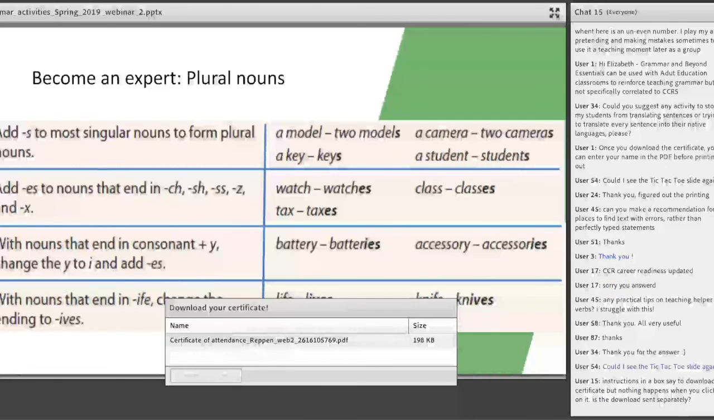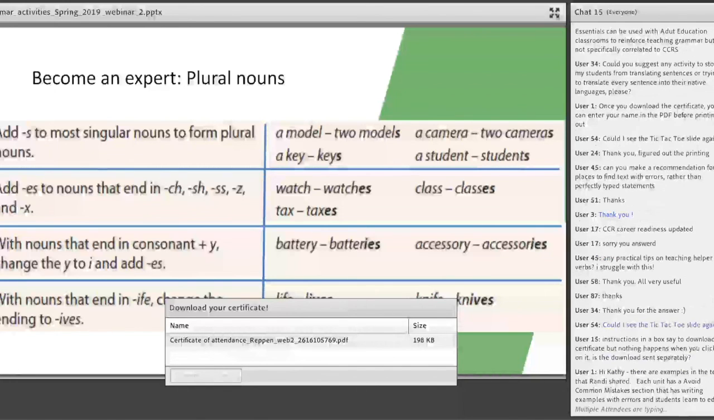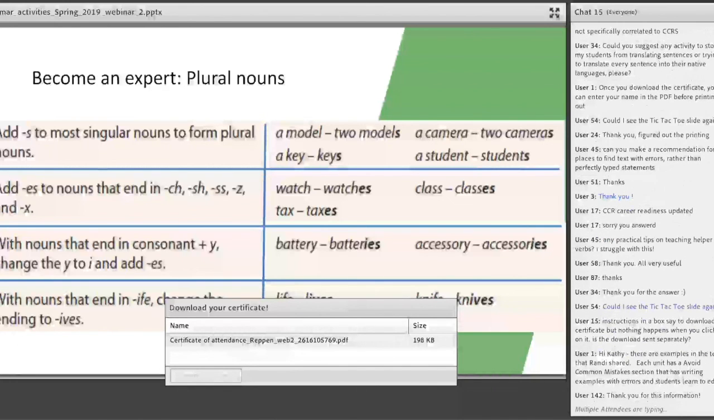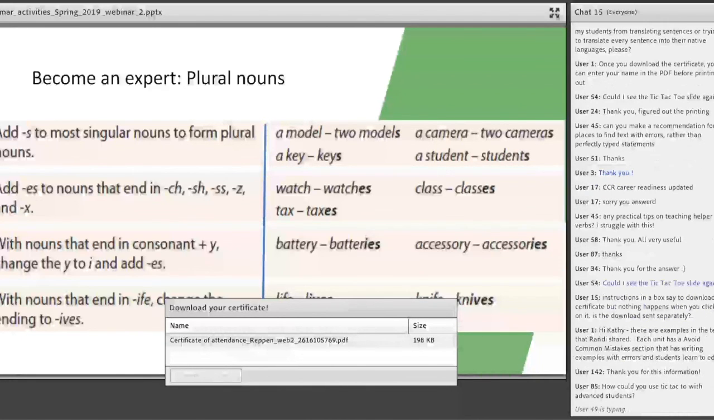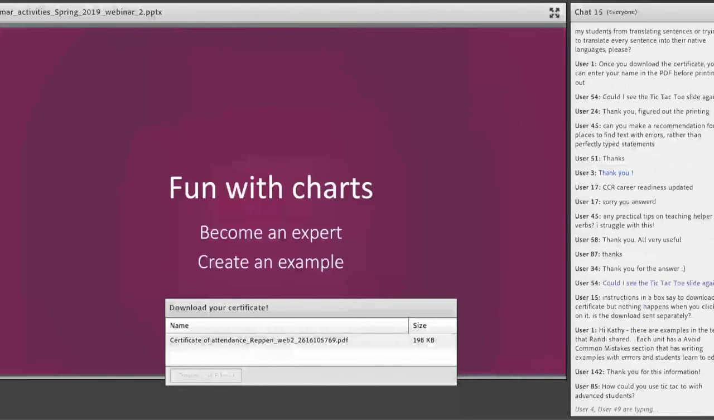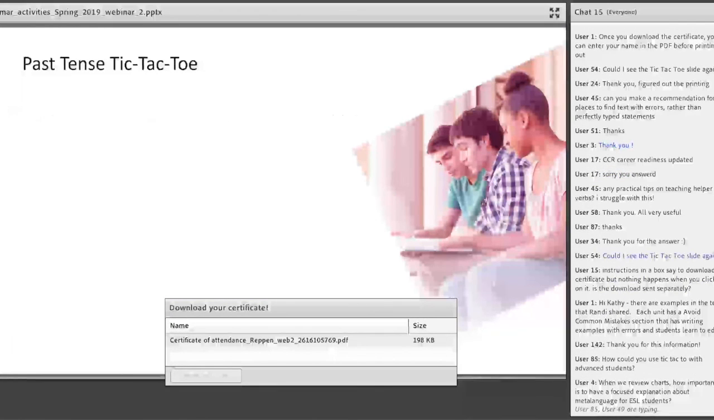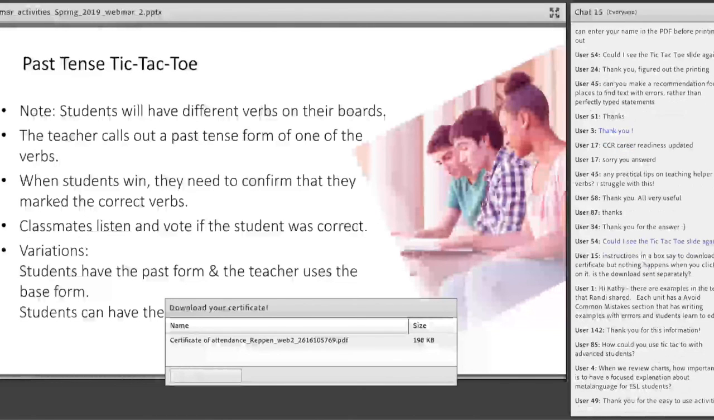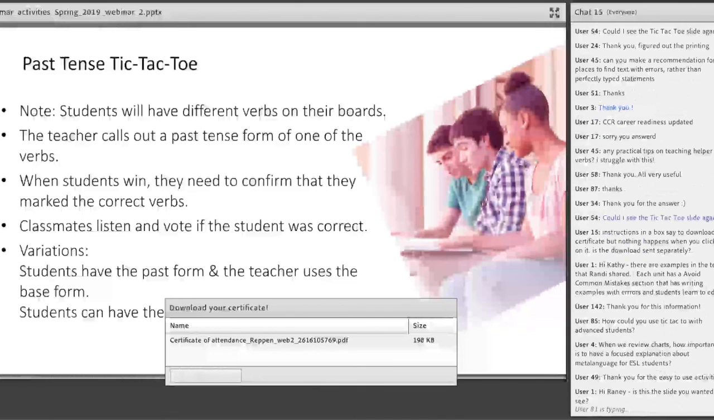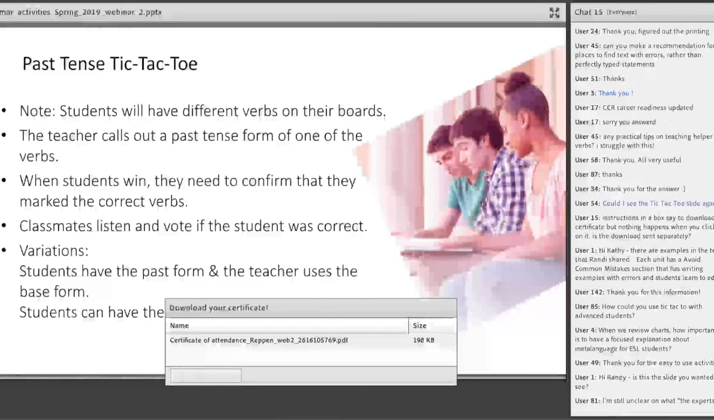One last question that I saw was a recommendation for finding texts with errors. Well, one recommendation is, if you've been teaching, you probably have essays from previous classes, and you can anonymize them and use those as a resource. And then Grammar and Beyond has, at the end of each unit, a section on common mistakes that's based on research that I've done with a corpus of learner texts. So that's a great resource. Oh, and I see Kyoko wrote that also.